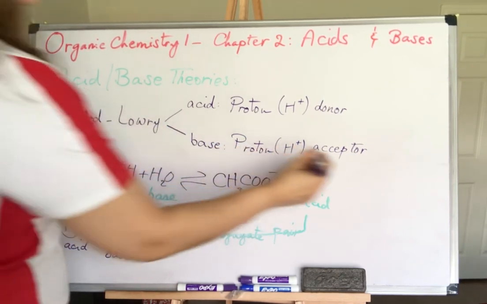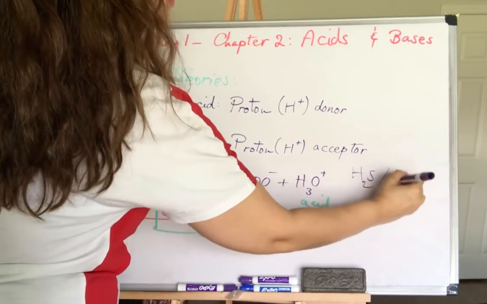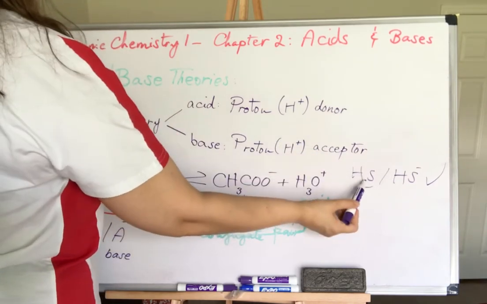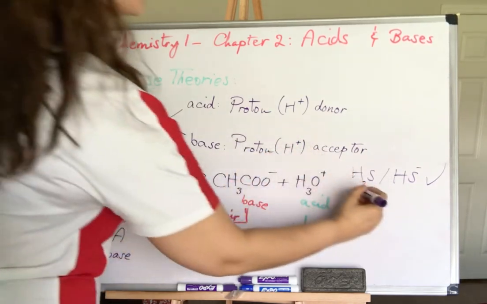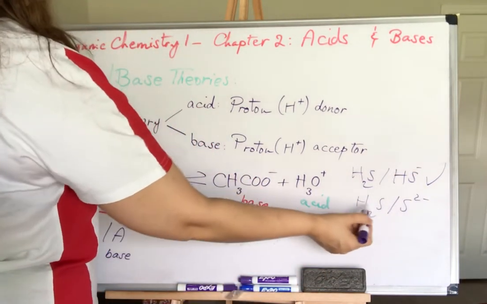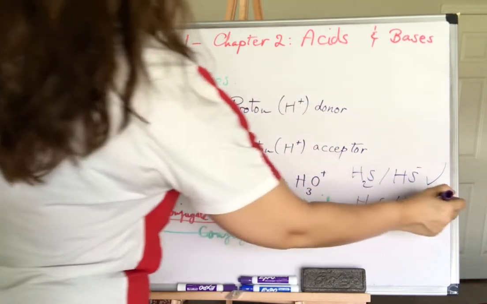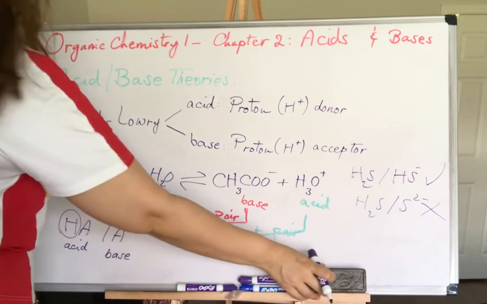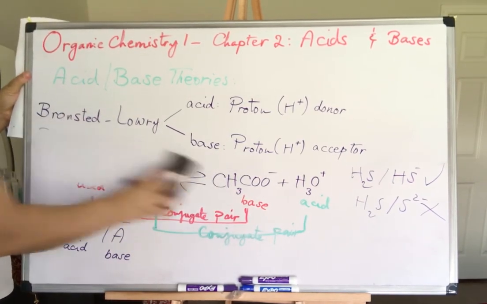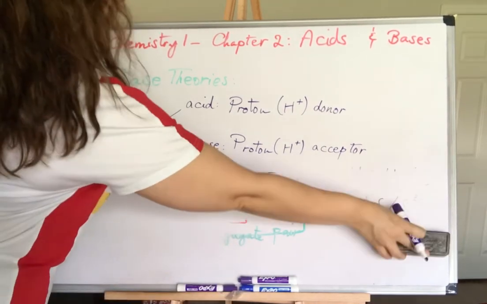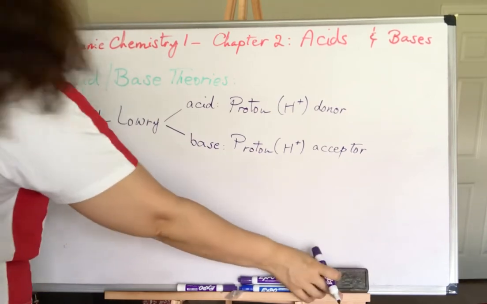So for example, H2S and HS are a conjugate acid-base pair because the anion is the same, but the difference is one hydrogen. But H2S and sulfide, is the difference two hydrogens or one hydrogen? Two hydrogens. So these two cannot be a conjugate acid-base pair. Let's move on to the rest of page 2. See what's going on with the rest.